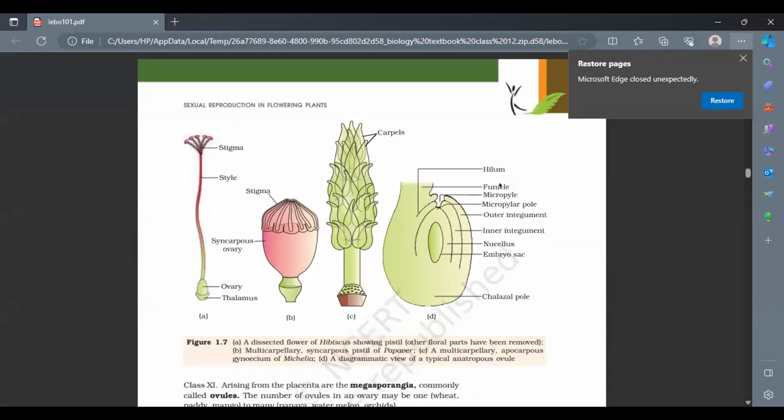Now, yesterday we were discussing the ovules. What is that ovule? It's a megasporangium. It is a megasporangium, and it is holding different structures. Let us go through this once again.